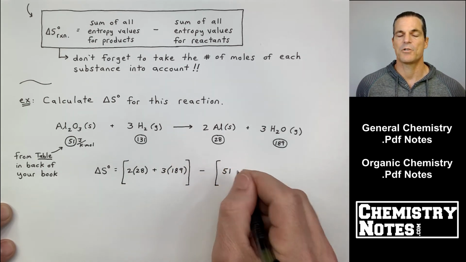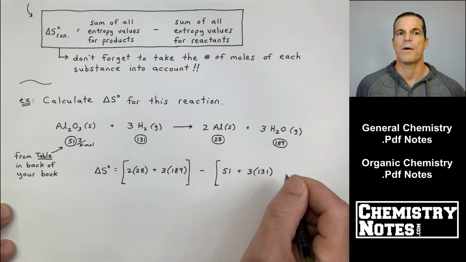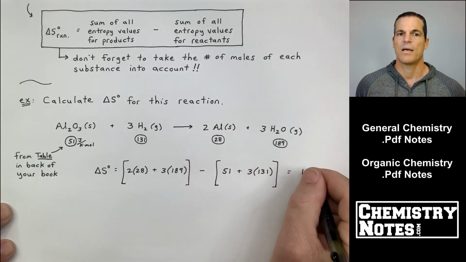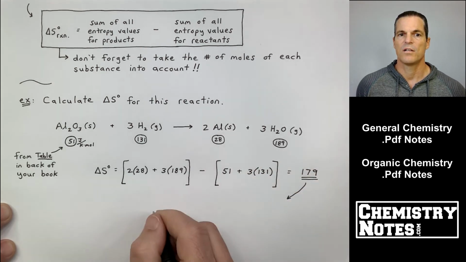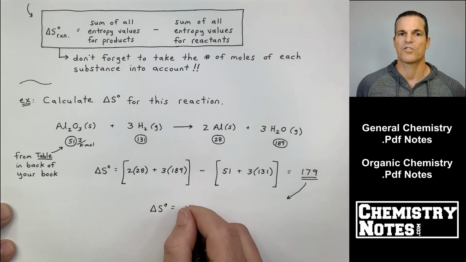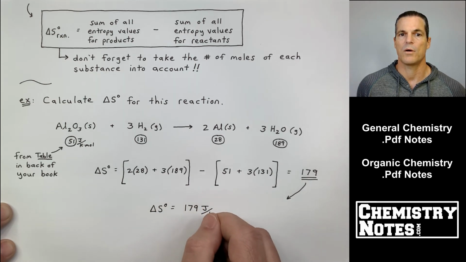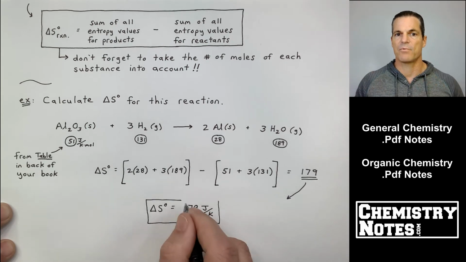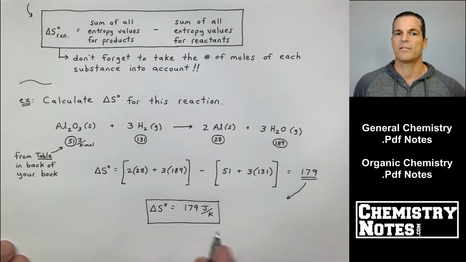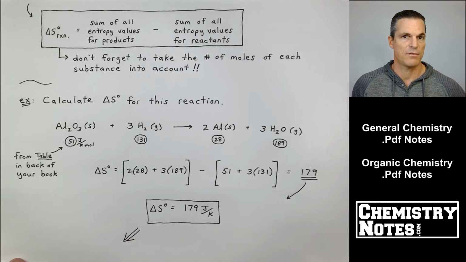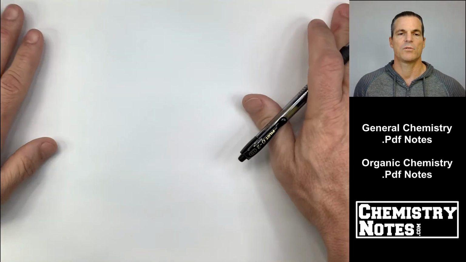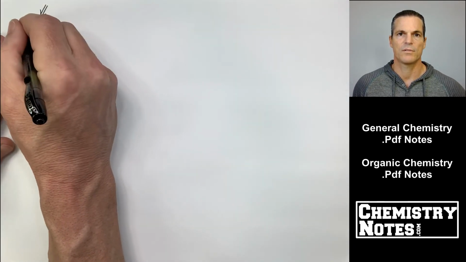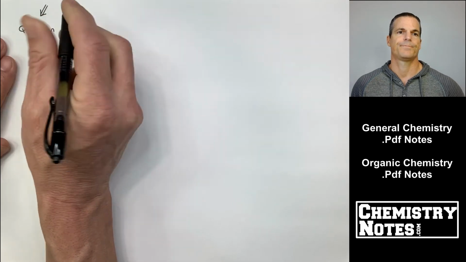So the change in entropy, right? If you refer to the box at the top of this page, I'm summing the 2 times aluminum plus 3 times water, H2O, minus the second bracket. And if I do all this, your change in entropy is equal to 179 joules per Kelvin per mole.